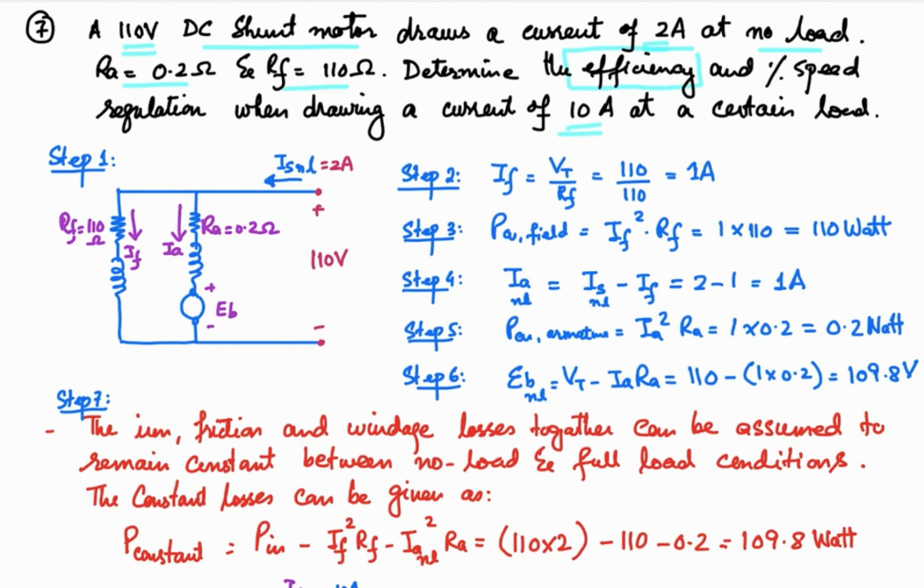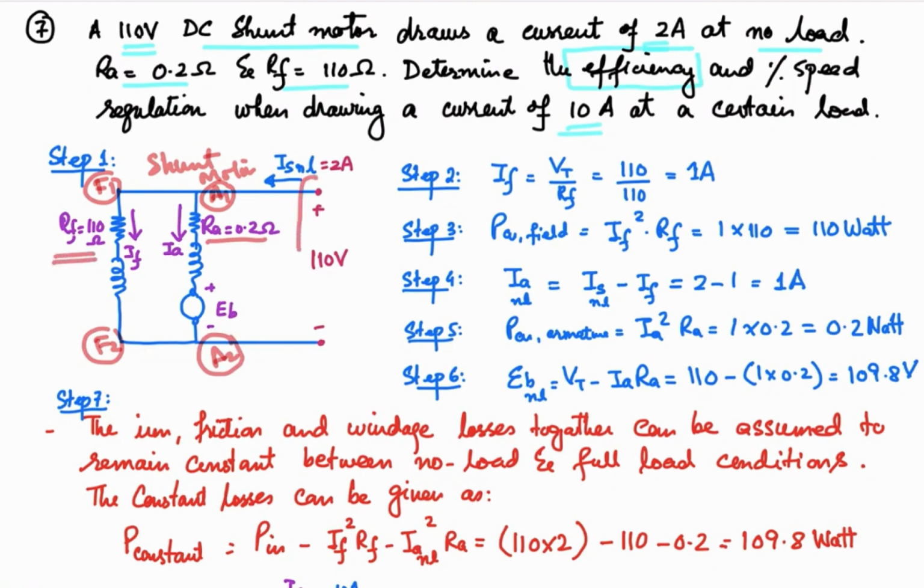applying a certain load. So for the efficiency calculation, we will have to calculate the losses in the machine. So as we discussed in our previous tutorials, first step is to draw the equivalent circuit diagram. As it is a shunt motor, your field winding and the armature winding will be in parallel. So field winding F1 and F2 and the armature winding A1 and A2 that you can see over here are connected in parallel. Armature resistance is 0.2 ohm, field resistance is 110 ohm.